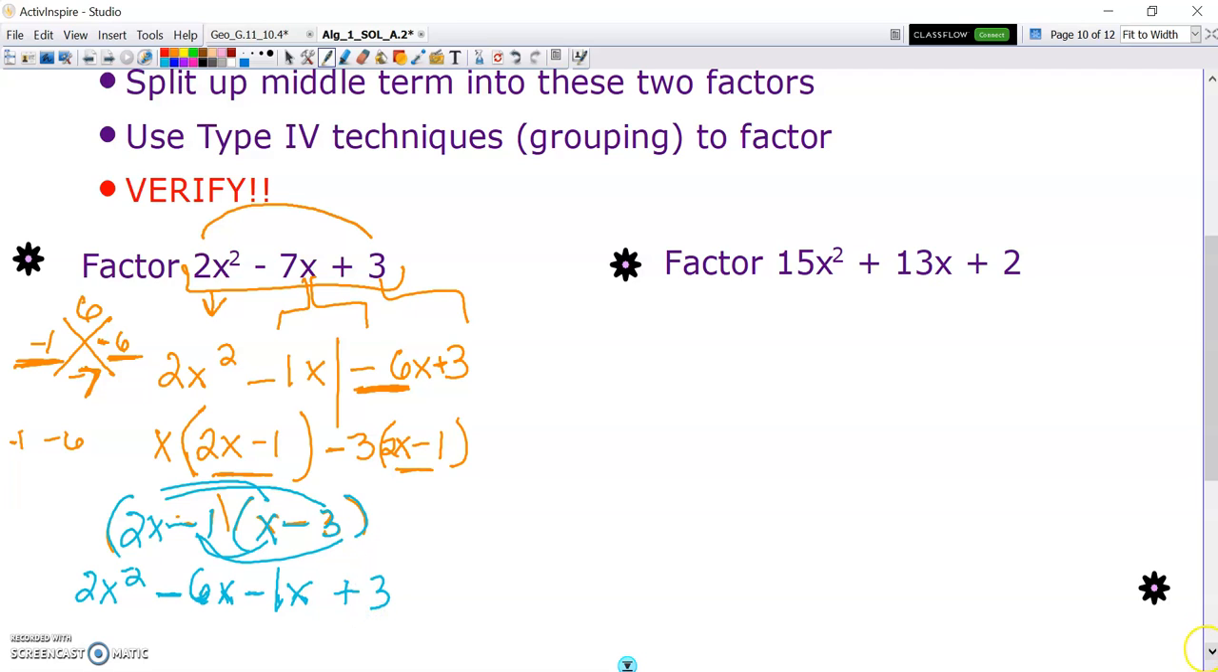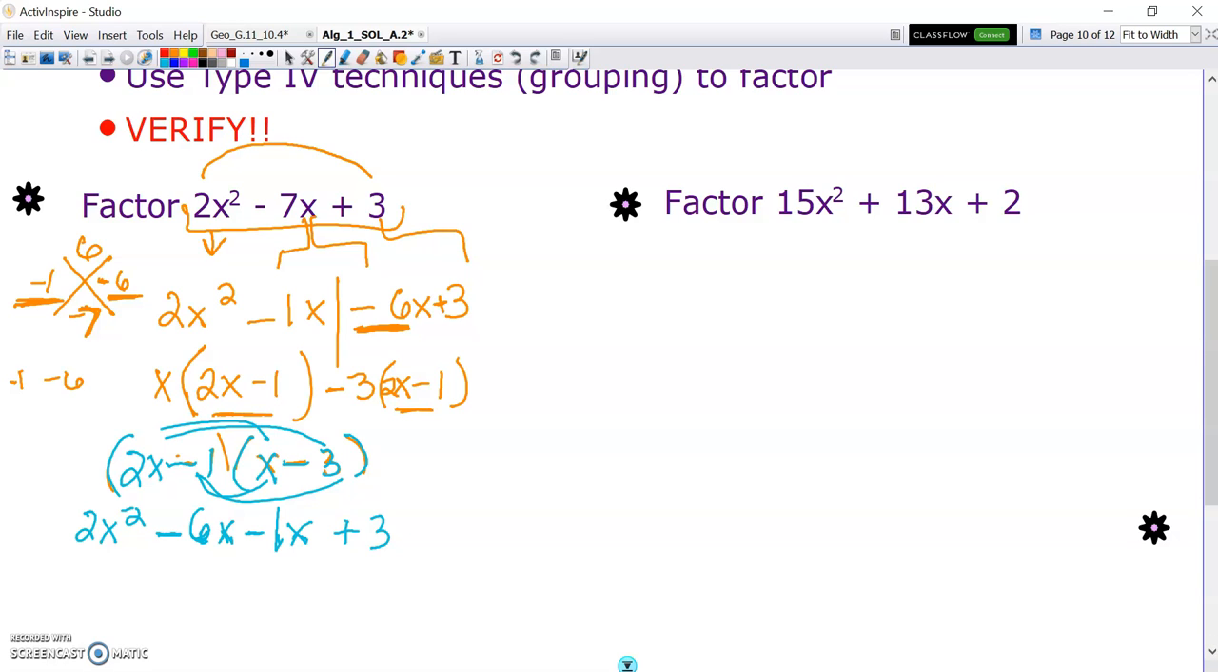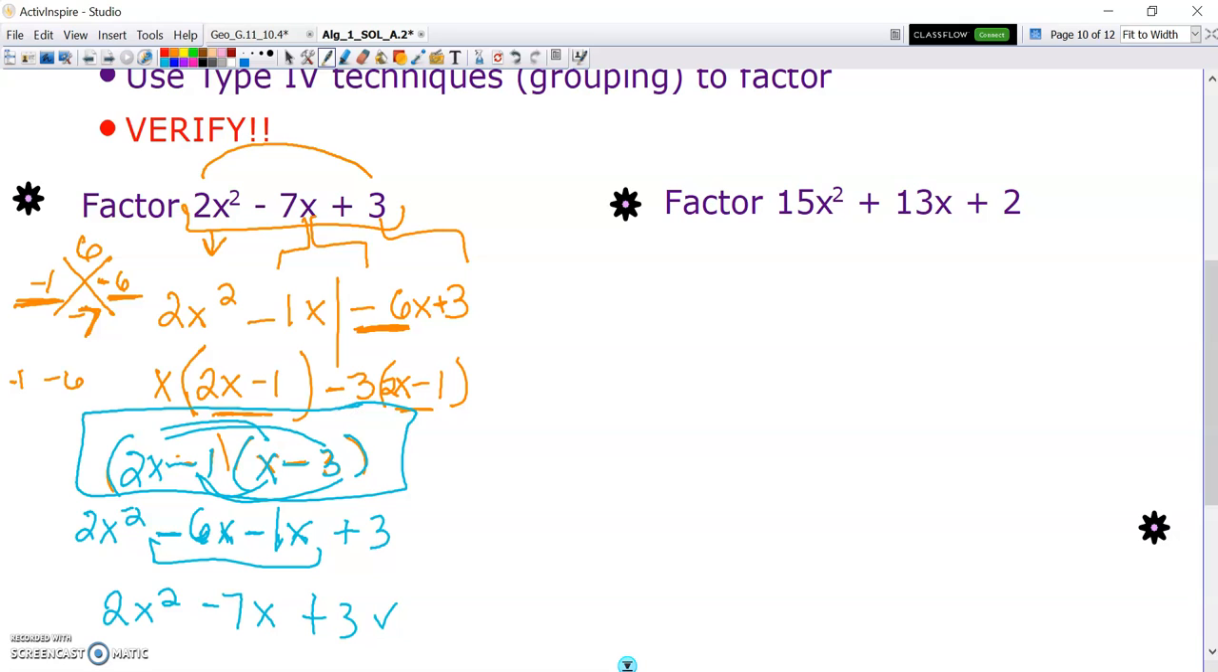When you check, you should be able to see why we do what we do. We multiply the a times c to get the top term in our x box to figure out what we're multiplying. Then you can also see how we're breaking up that middle term. So we're going to combine these two and we'll get 2x squared minus 7x plus 3. So this was the check. This, however, in parentheses, got a little messy there, is your answer: 2x minus 1 and x minus 3.